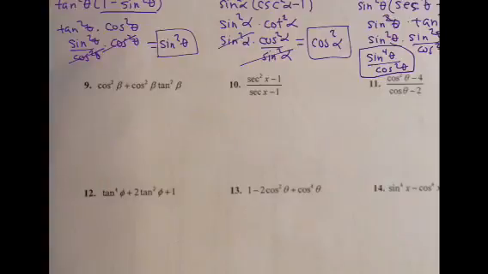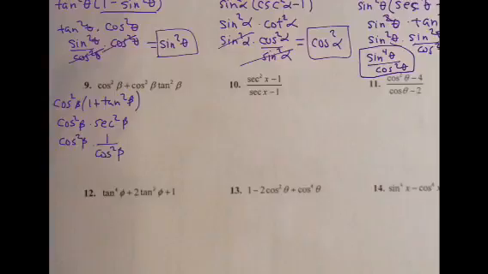So on number 9, I can factor out a cosine squared beta. So I'm going to take that out, cosine squared beta. And so I end up with 1 plus tangent squared beta. And remember, 1 plus tangent squared beta equals secant squared beta. So I'm going to write cosine squared beta times secant squared beta. Okay, so cosine squared beta times 1 over cosine squared beta. So this and this reduces and you end up with 1.